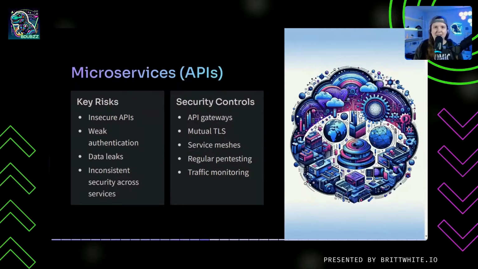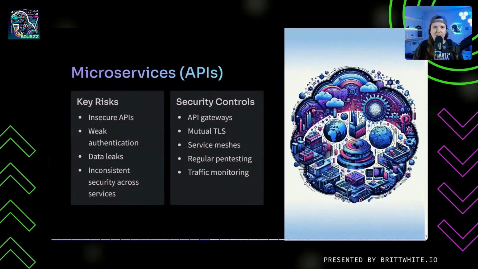Attackers can sneak in. Weak authentication can let other APIs slip by, pretending to be legitimate services. Data leaks can spill sensitive stuff. And patchy security across services is like locking some doors, but not the others. So here's how we can lock it down.